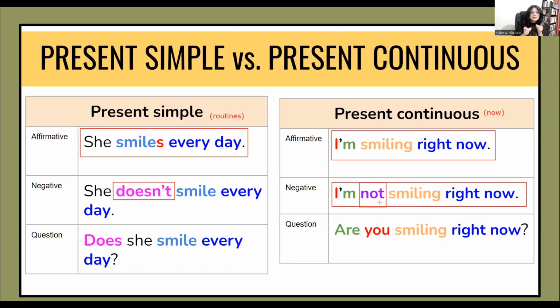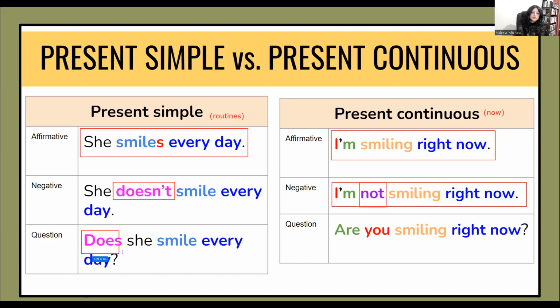That's also a main difference between present simple and present continuous. Doesn't, and on the other hand, in the present continuous, we don't need not. I'm not smiling right now, in this moment, of course, and she doesn't smile every day. Finally, in the questions, we have the same idea.